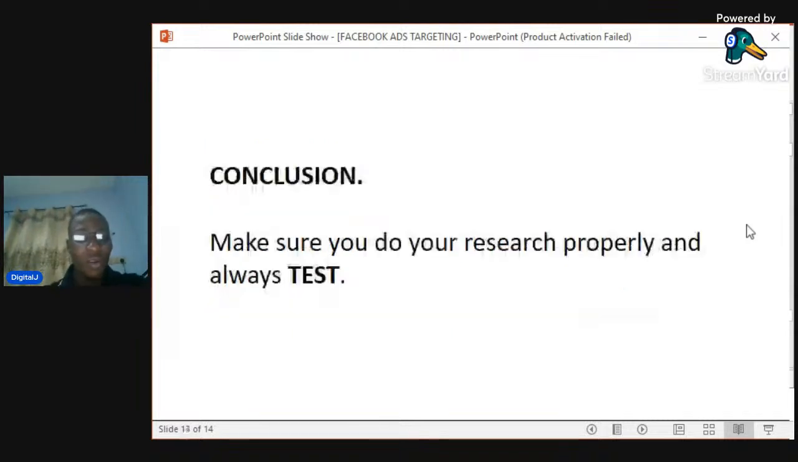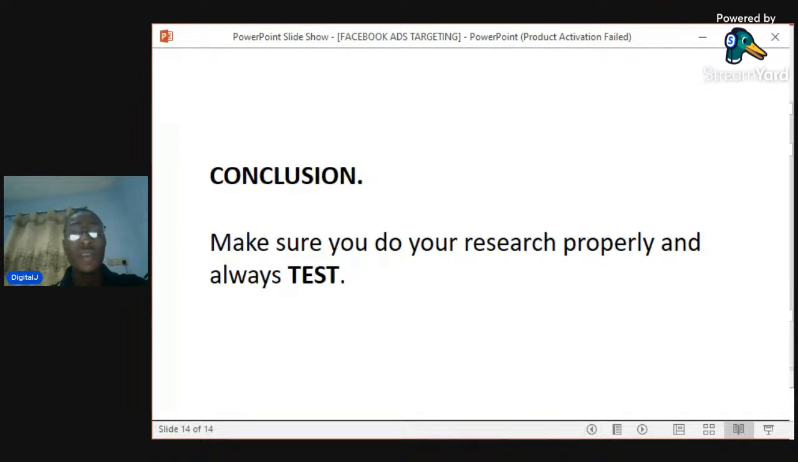So conclusion, make sure you do your research properly and always test. Yeah, always test. When it comes to Facebook, I believe that there's nothing like Facebook ads experts. No, there isn't. I honestly believe that there's nothing like a Facebook ads expert. Why? Because things are changing every day. New things are coming up every day. Understand? So every day you need to be keeping yourself updated. Every day you need to learn.